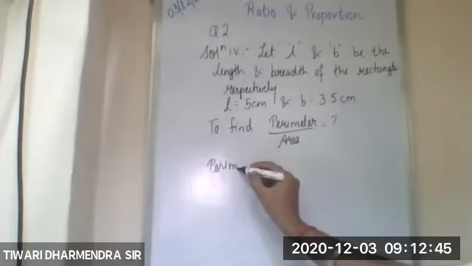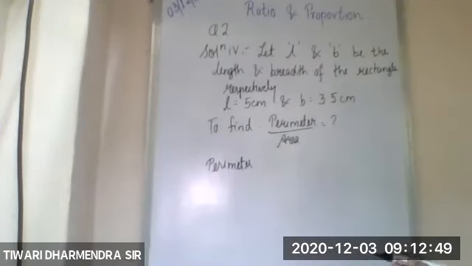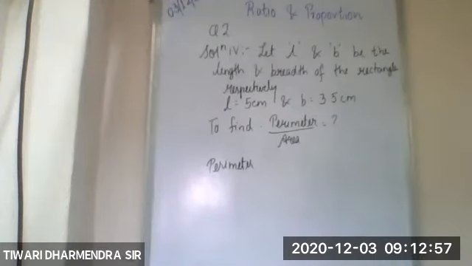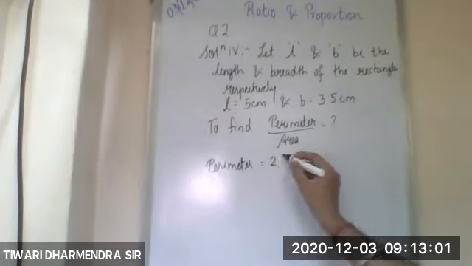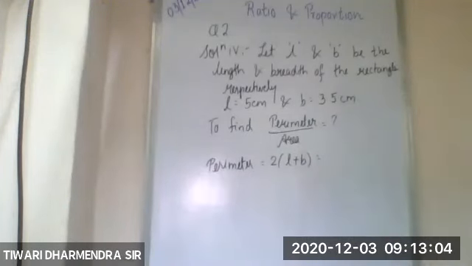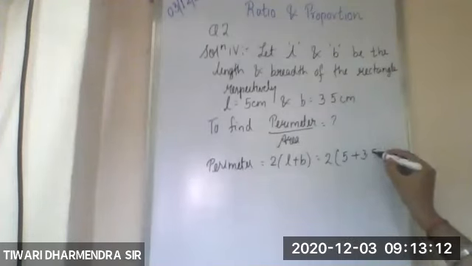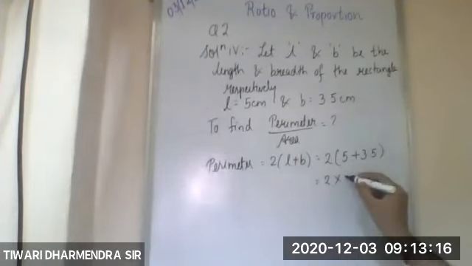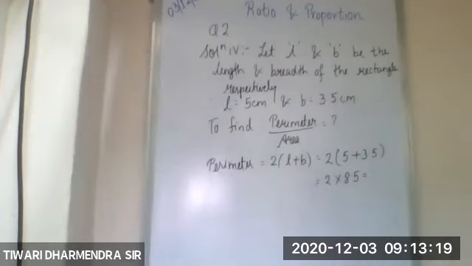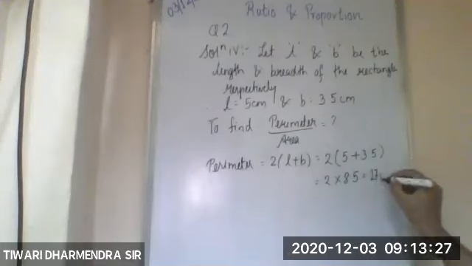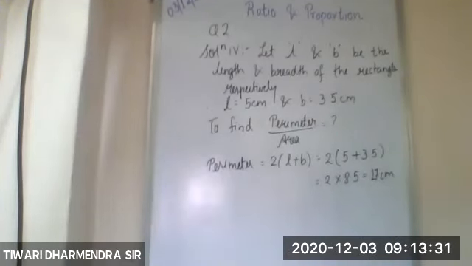Perimeter of any rectangle is given by 2 into length plus breadth. So 2 into 5 plus 3.5. So 2 into 8.5. 2 into 8.5 is equal to 17 centimeter. Any doubt? Hope you don't have any doubt.